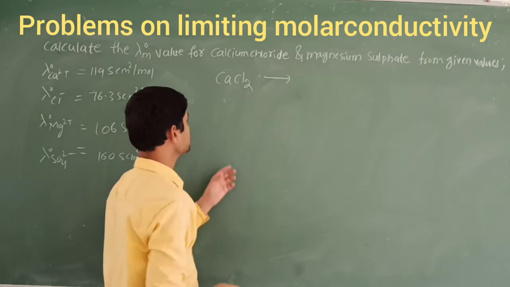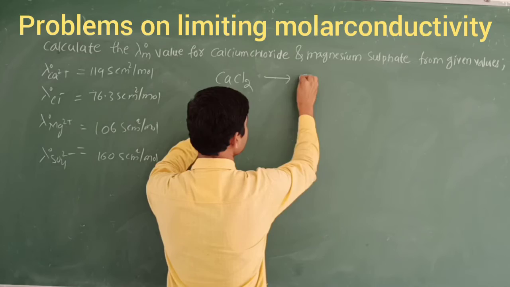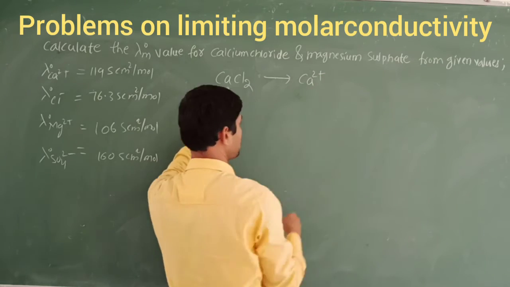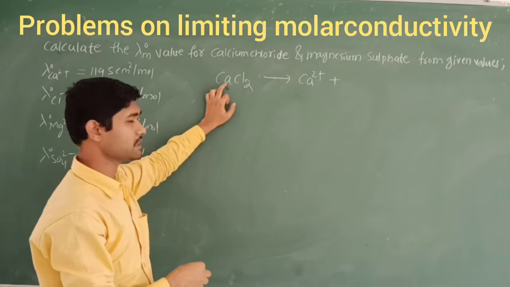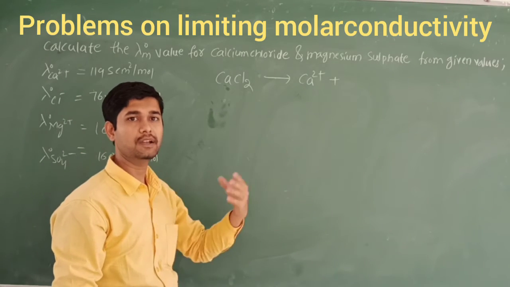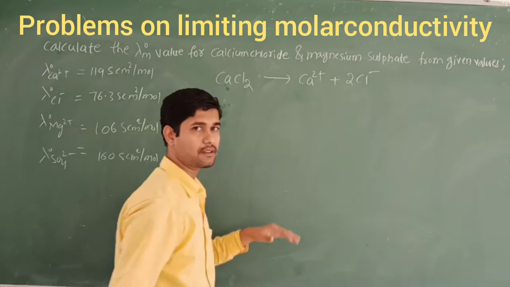What happens? This calcium readily loses 2 electrons, which are received by the 2 chloride ions, and we write it like this. So this is the normal reaction.